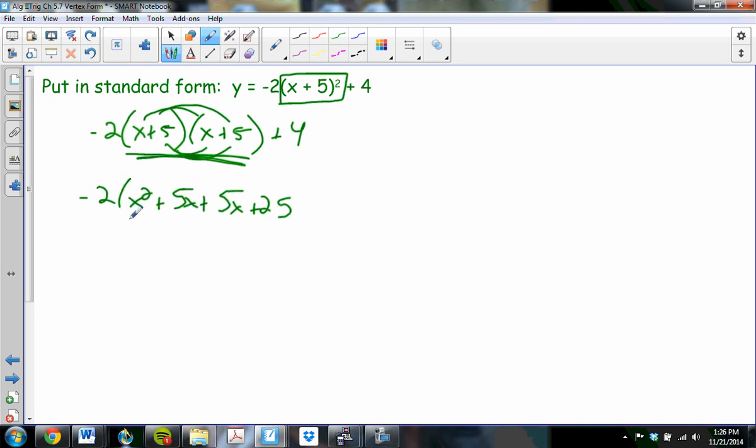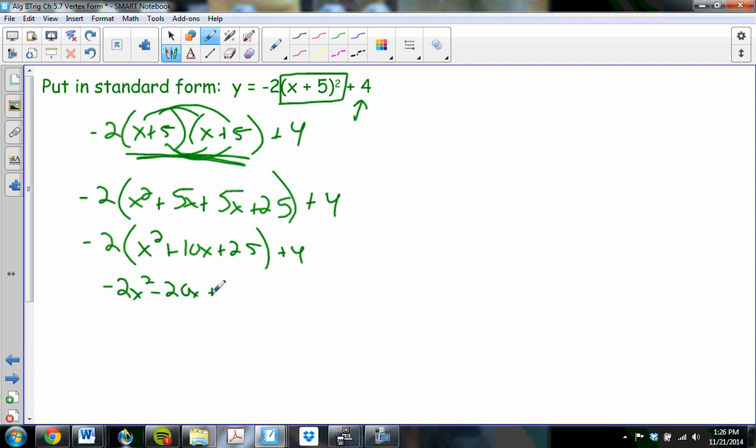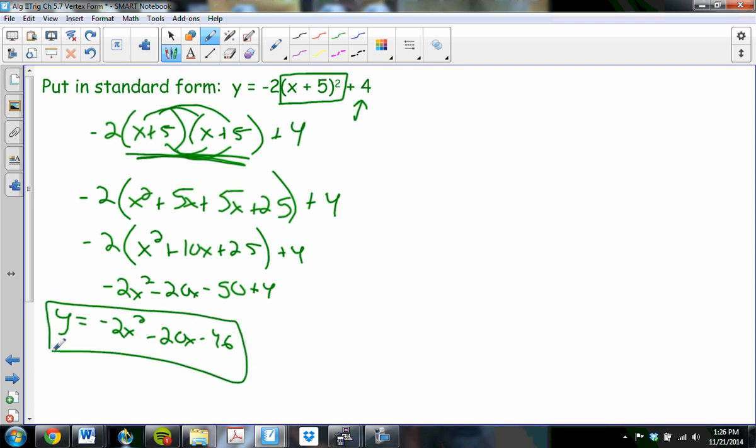There's still a -2 in front of all this, and you often will forget this +4. Don't forget that +4 out there. Well, I can simplify inside that parentheses: x squared plus 10x plus 25, plus 4. Distribute the -2: -2x squared minus 20x minus 50 plus 4. So it's -2x squared minus 20x minus 46. This is now in standard form. So just FOIL that x plus 5 squared, multiply by -2, add 4.